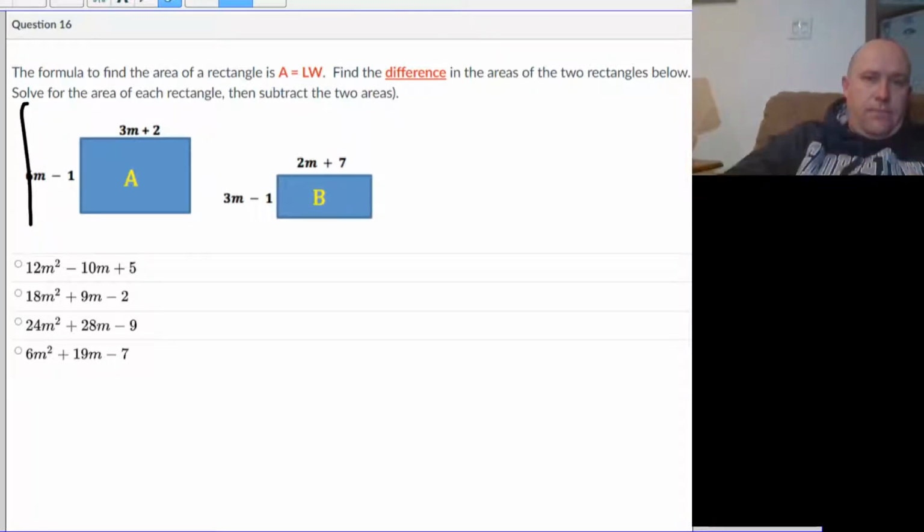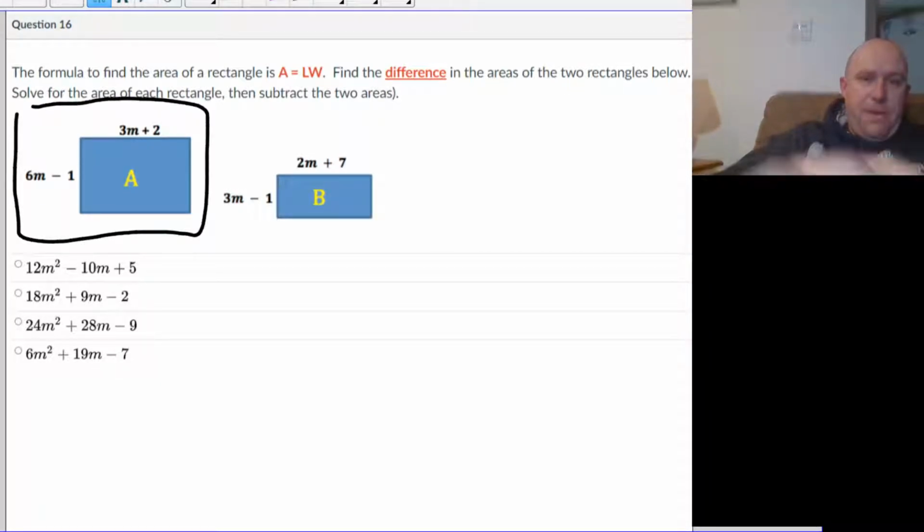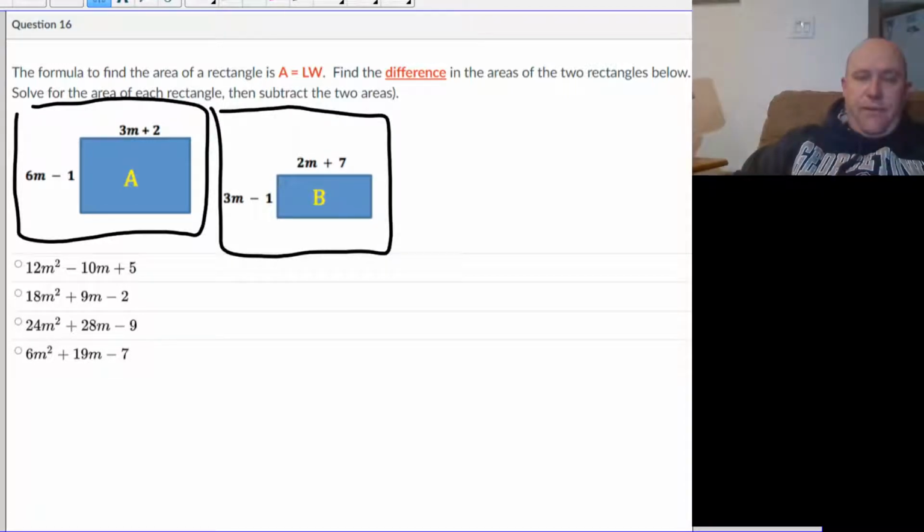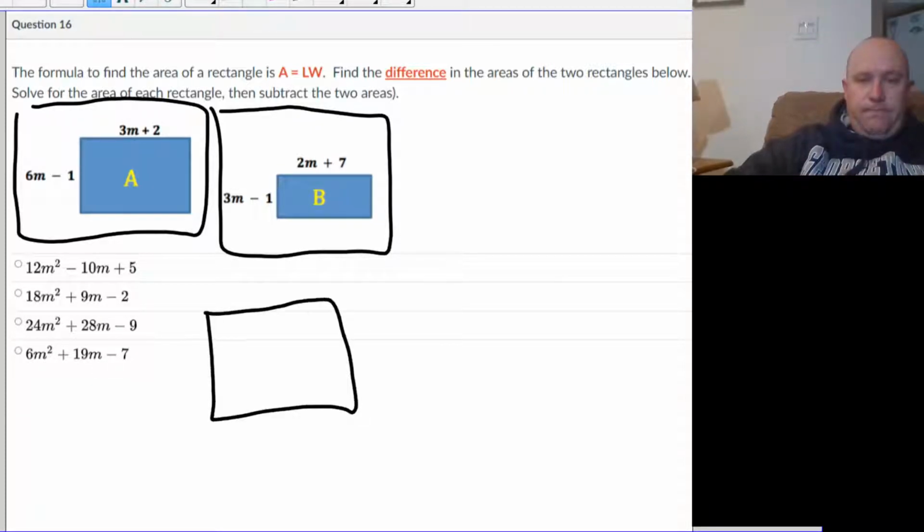Let me just get rid of that there. I've got a number blocked in. We're going to find the area of shape A. We're going to find the area of shape B. And then difference means we're going to subtract those 2 answers. So let me draw a grid for this.